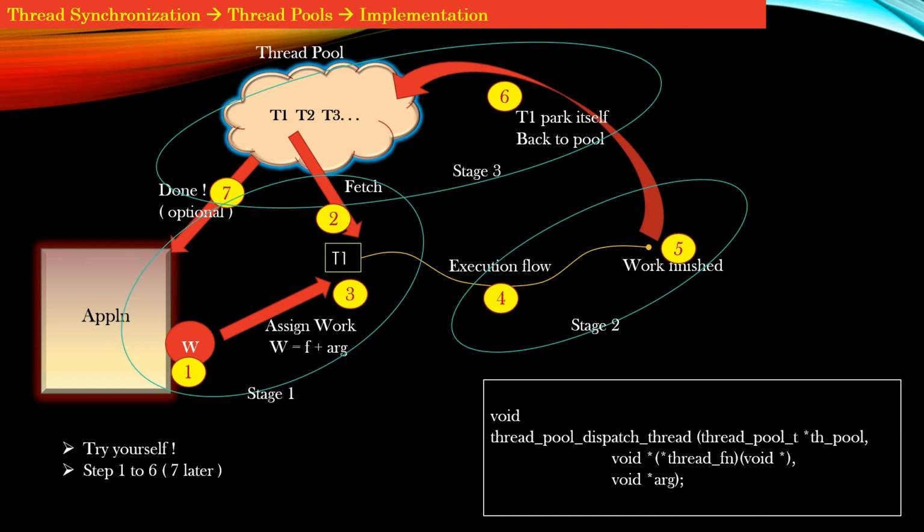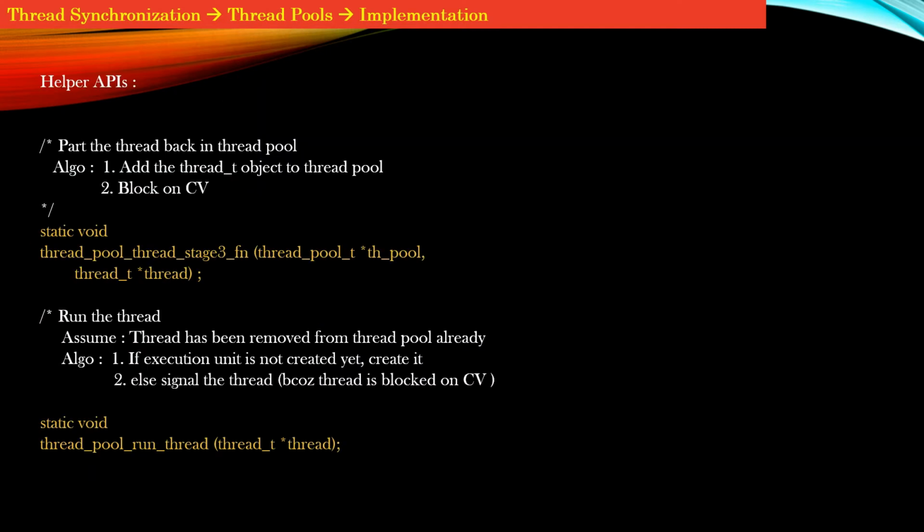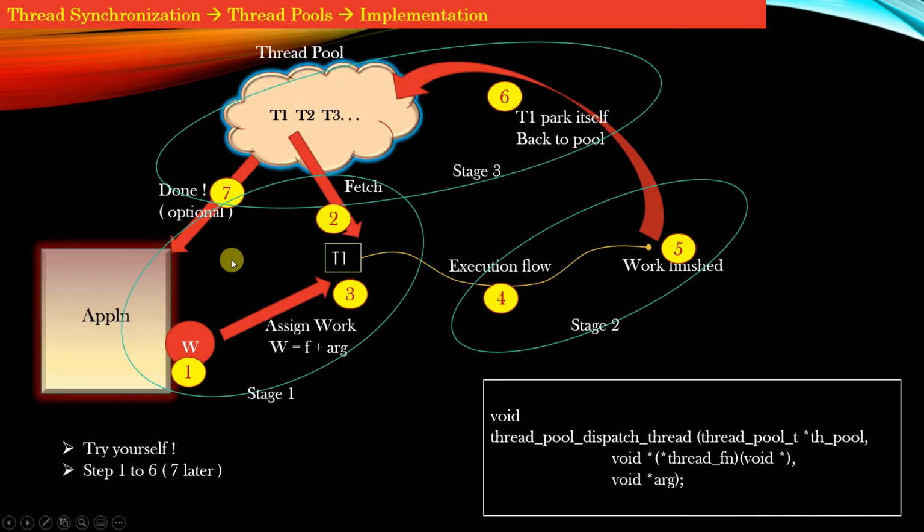As a first step to implement this API, we first need to implement these 2 helper APIs, right? The first API is thread pool thread stage 3 function. As you can see, this API does the stage 3 work, right? If you go back, you can see that this is stage 3, and stage 3 is all about performing step number 6 and step number 7. Step number 7 we will do later.